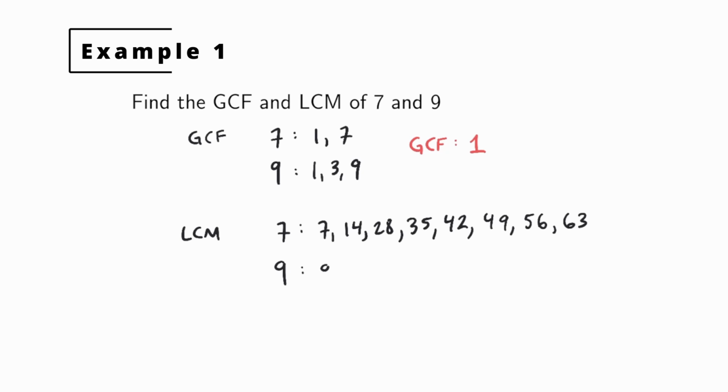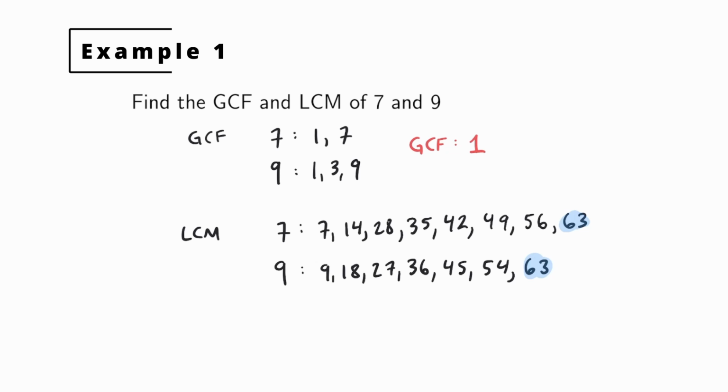For 9, we have 9, 18, 27, 36, 45, 54, and 63. So the only number that's in both of these lists is 63. That is the smallest multiple that they both have in common.